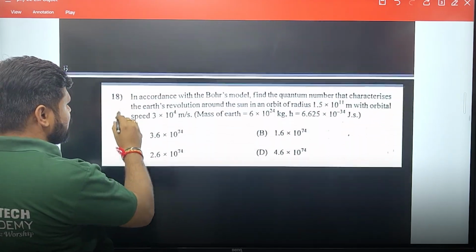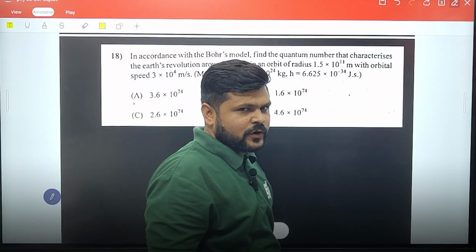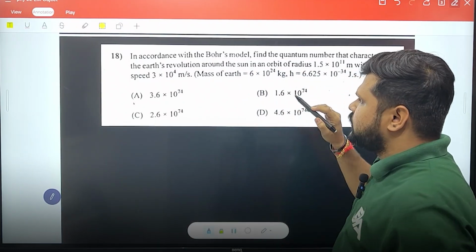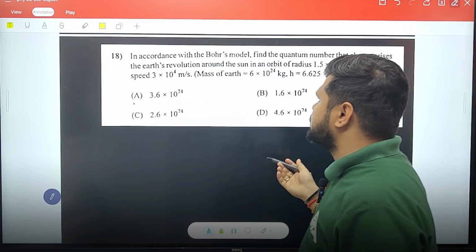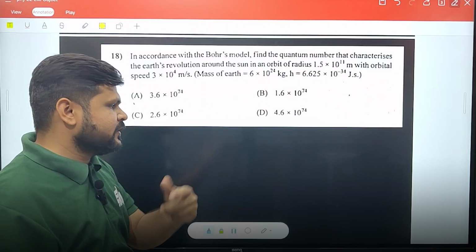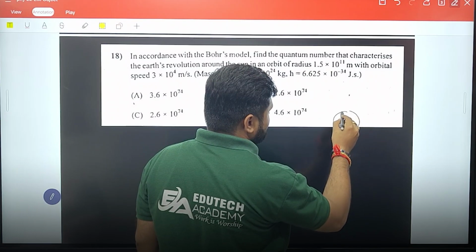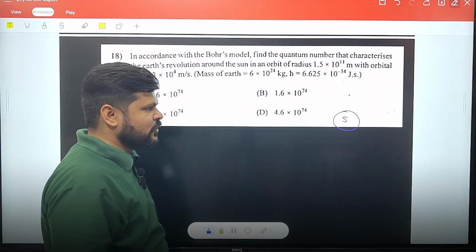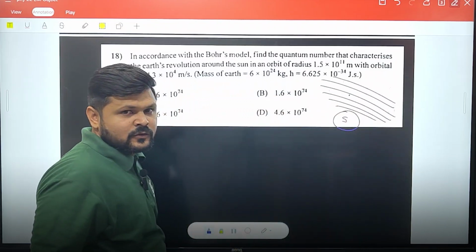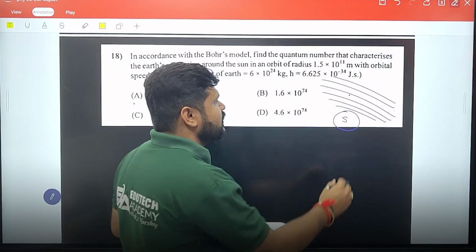Next MCQ, MCQ number 18. In accordance with Bohr's model, we know that electrons are revolving around the nucleus. Now, if you apply this Bohr's model to the solar system, then in which orbit number will the Earth rotate? That is the question. Suppose this is the Sun, and you apply Bohr's model on the Sun, then there will be so many orbits around the Sun. From these infinite possible orbits, in which orbit will the Earth be?